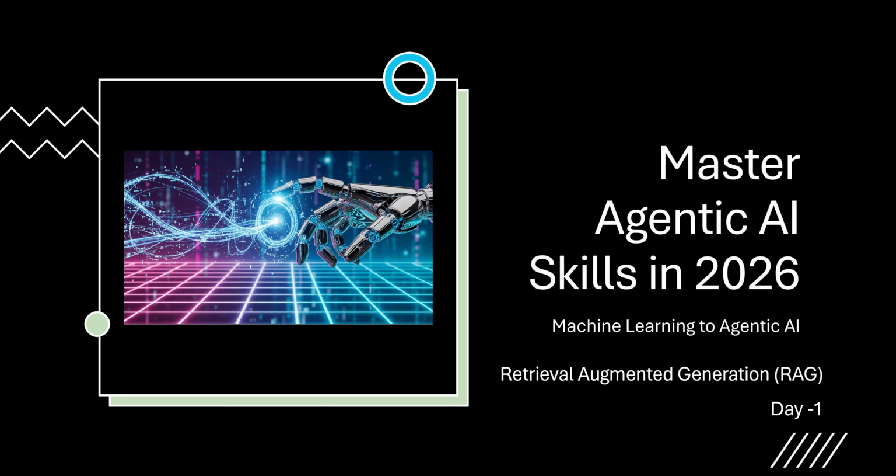So today we are continuing our Master Agentic AI Skills in 2026 course, moving on to Day 1, Chapter 1: RAG. RAG is one of the important technologies in agentic AI. How does it work? It is the technology that bridges the gap between the vast but static knowledge of an LLM and the specific, up-to-the-minute data your application needs. So let's go to the RAG slide.